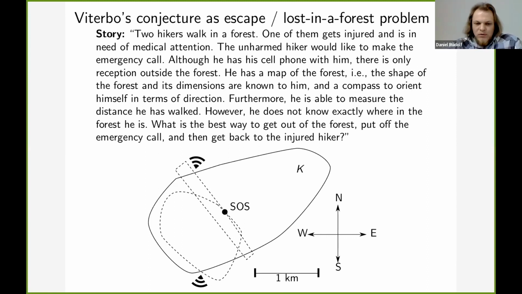And this is now a problem in, one can say, 2 dimensions. And for the Euclidean measurement, this problem is equivalent to Viterbo's conjecture for these Lagrangian products K and T, where K stands for the shape of the forest and T is responsible for the geometry of measuring the length. And I think these are some nice relations.